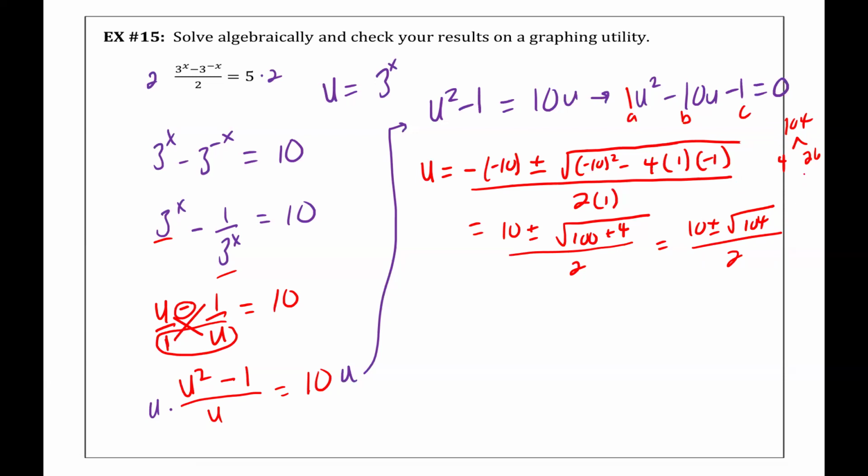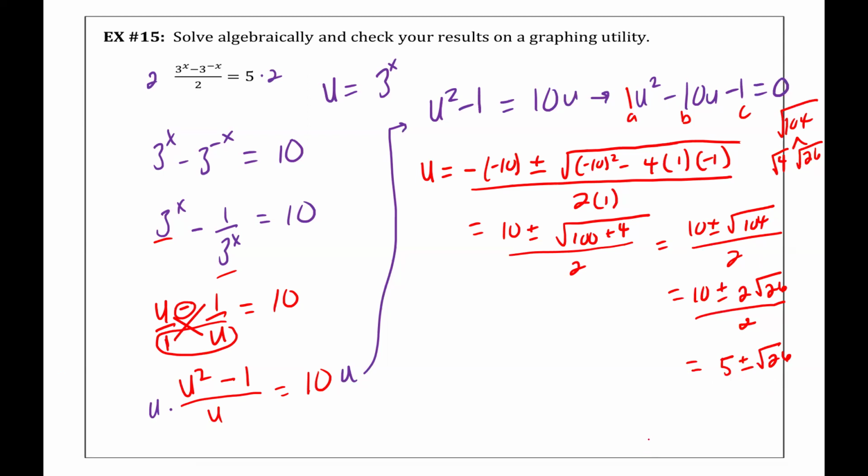Gives us 26. 26, however, is 2 times 13, so it's made up of 2 primes. So 26 can't break down, but 104 can. The square root of 104 means I'm taking the square root of 4 and the square root of 26. The square root of 4 is 2. The square root of 26 is just going to stay 26 because it's 2 and 13. All over 2. So I can simplify again. That's going to give me 5 plus or minus the square root of 26. So that is what it all comes down to.